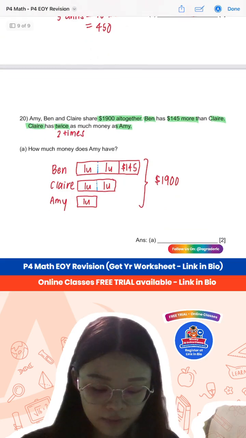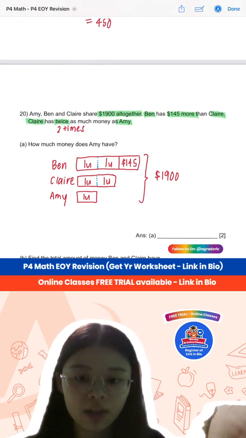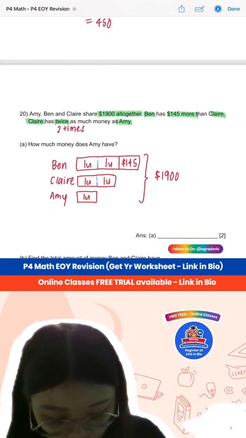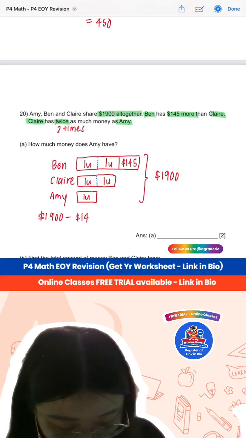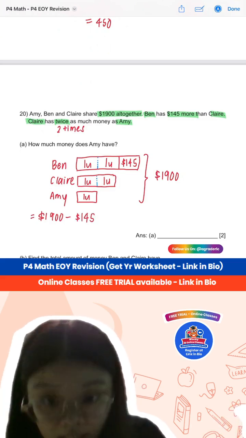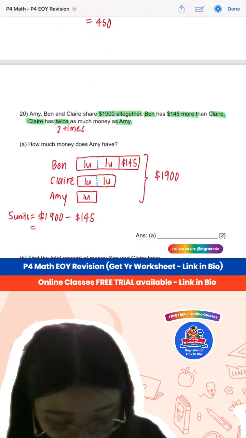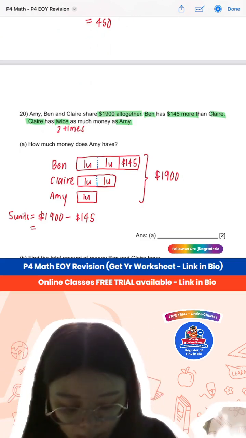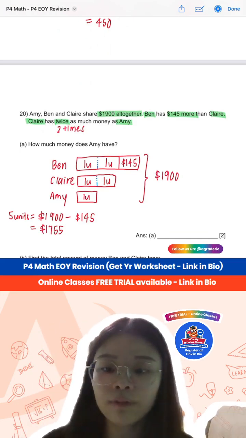Since we have this $145 extra, very good, K. 1,900 minus 145. Good, Evelyn also. So 1,900 minus 145. Oh, this is 5 units. If I subtract correctly, I will get 1,755. We are looking for Amy.